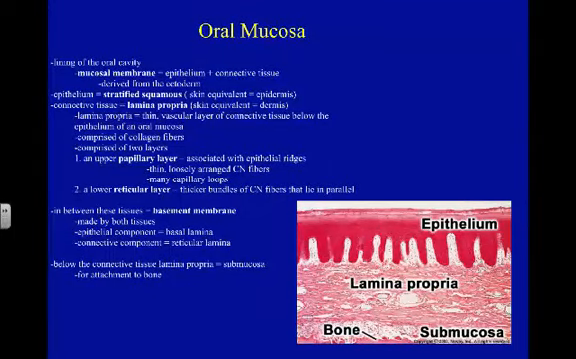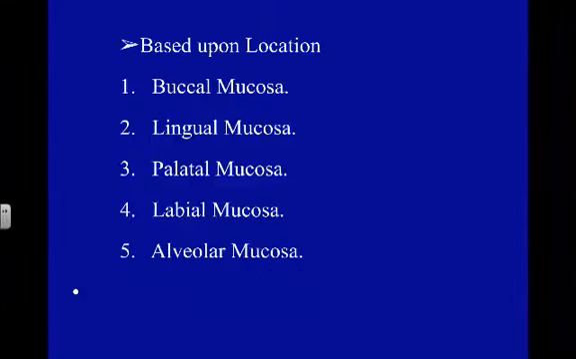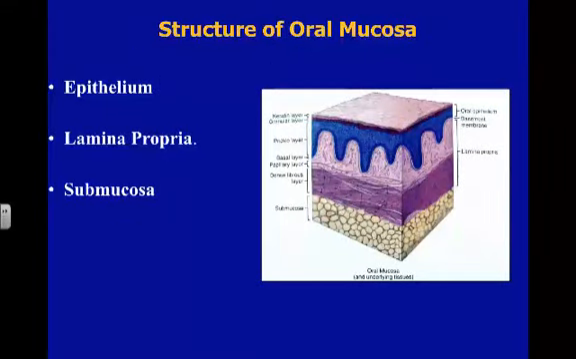All right? We have the basement membrane. Here, a small submucosa. So we depend on the type of tissue. The layers that we have depend on where it is. Is it alveolar? Is it labial? Is it lingual? Buccal? Very different. So here is your oral tissue. It is the epithelium, the LP, lamina propria, and the submucosa.